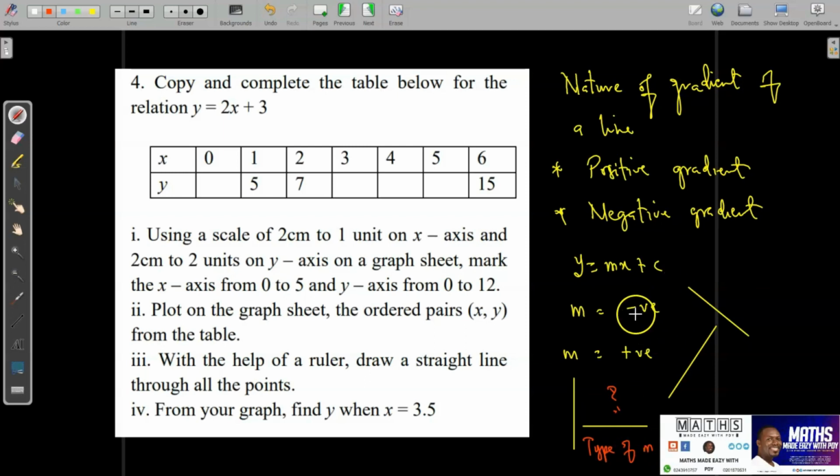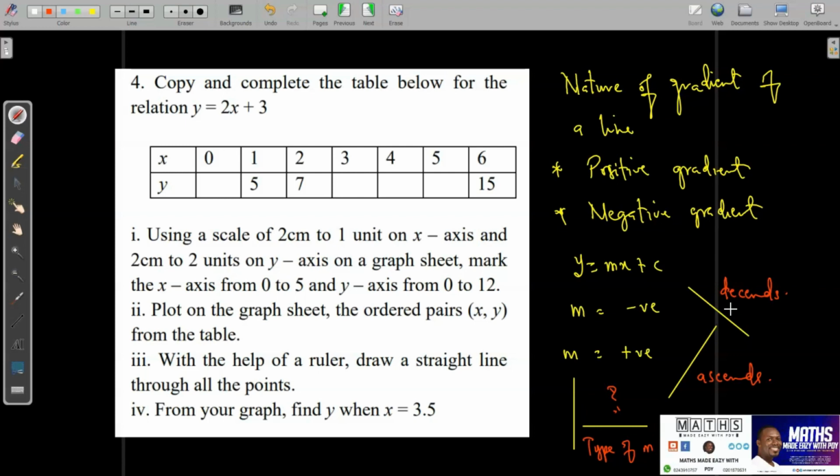Again, for negative gradient, it runs, or in other words, we will say that it descends. And then for positive gradient, it ascends. Meaning, as the x values increase, the y values also increase. So automatically it's going to have a positive gradient. But for negative gradients, as the x values increase, the y values decrease. Please note them down. It's very, very important. They can ask you questions on that.